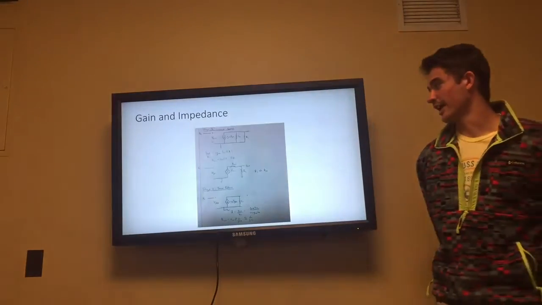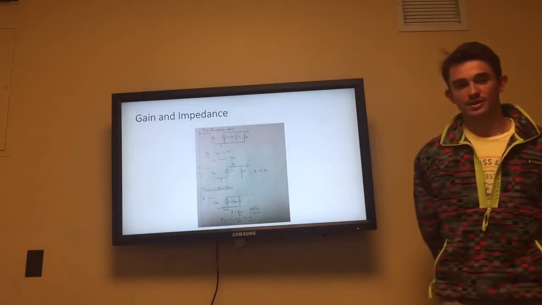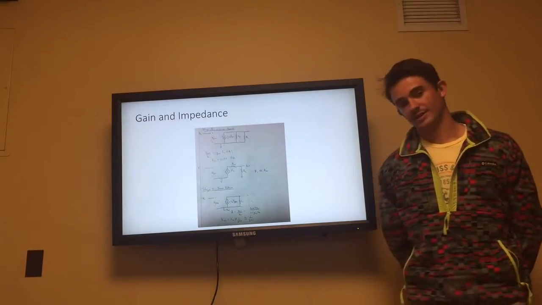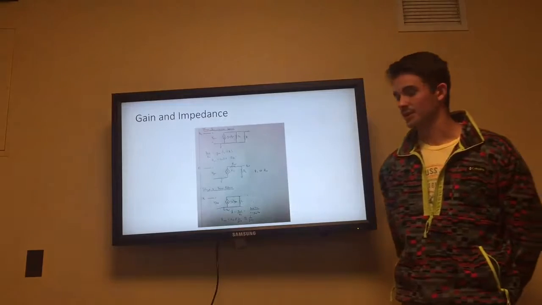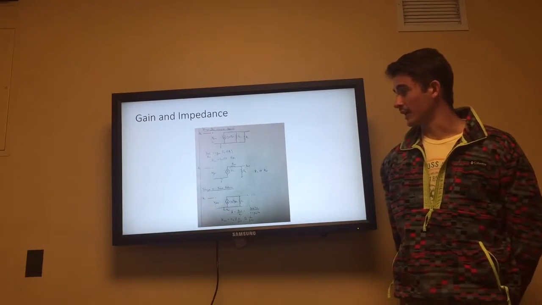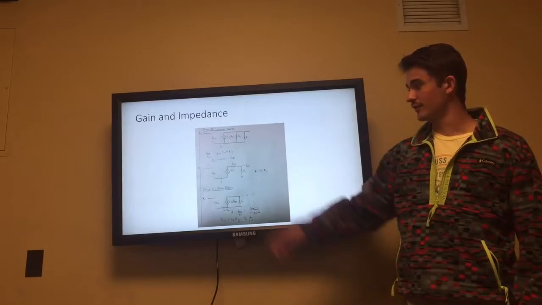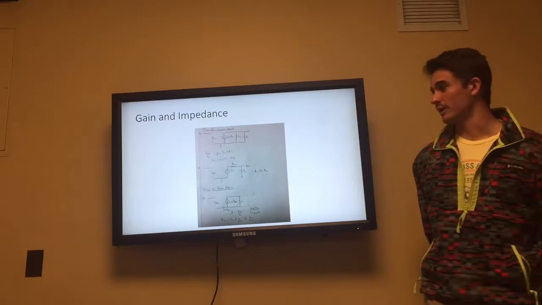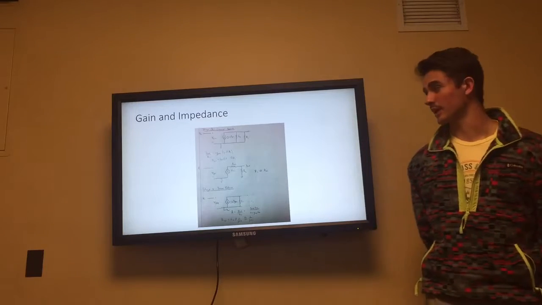Alright, so now let's look at the gain and impedance of the system. There are two stages with this circuit: a common source and a source follower. The purpose of the common source is to achieve a high gain. From that equation we know v out over v in is negative gm1 times R out 1 in parallel with R1, and we know R out is R out 1 in parallel with R1.